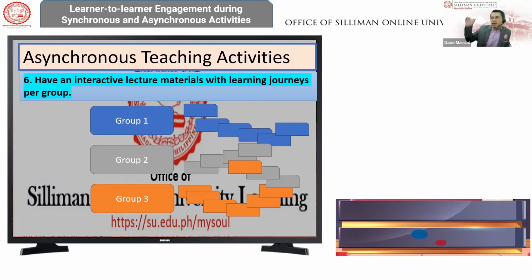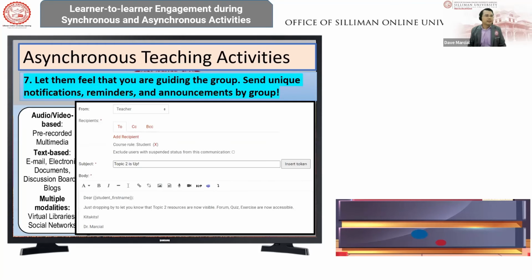So, per group, meaning if you are group 1, this is what you will perform. If you are group 2, this is what you will perform. Learning journey according to their performance. Let them feel that you are guiding the group. Send unique notifications, reminders, and announcements by group. I normally did this when there are group activities, so that they know we are not leaving them behind.